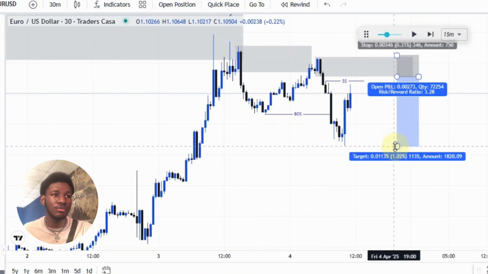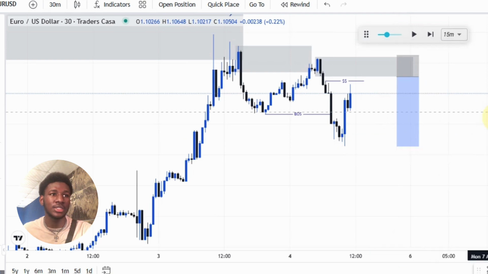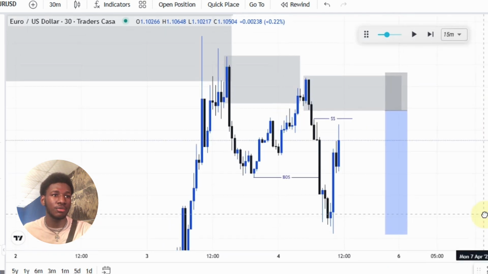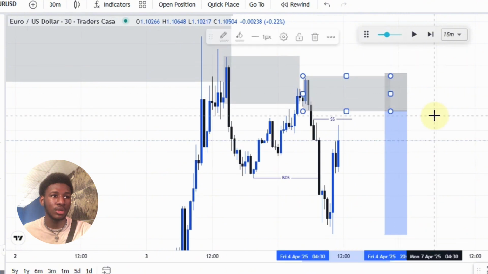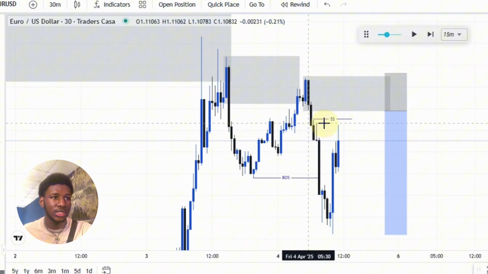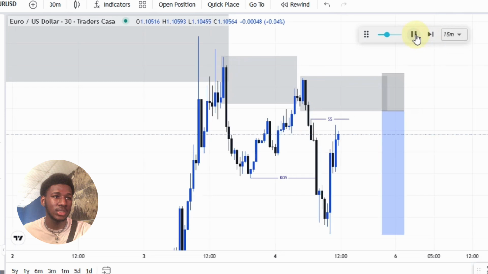So here, what do we have? Recent low, right? This was the most recent low that price had created. So this was where I set my take profit, and then my stop loss was above the order block. And then we had this liquidity engineered, right? And then let's just play price to see what happened.